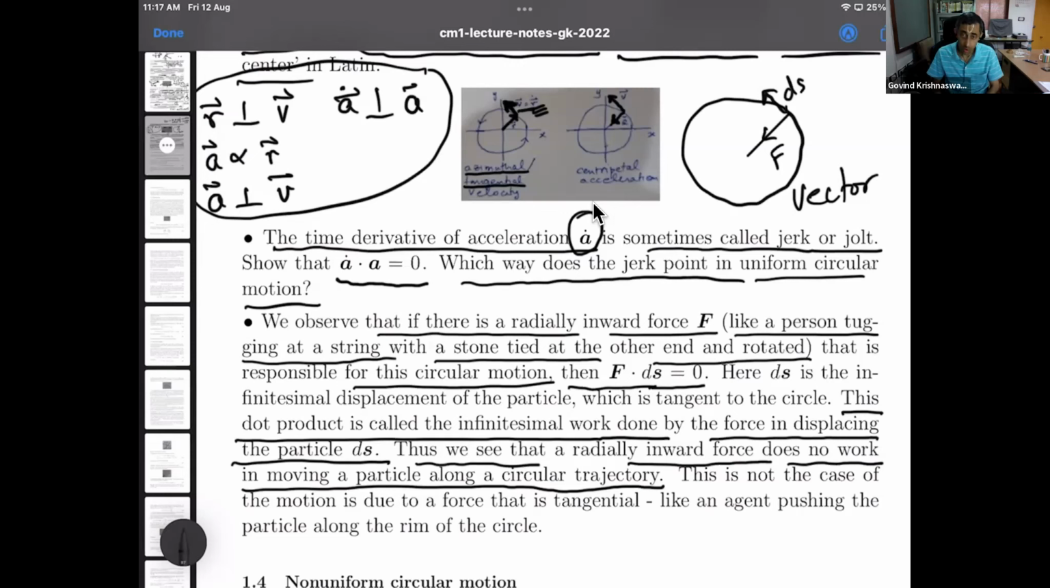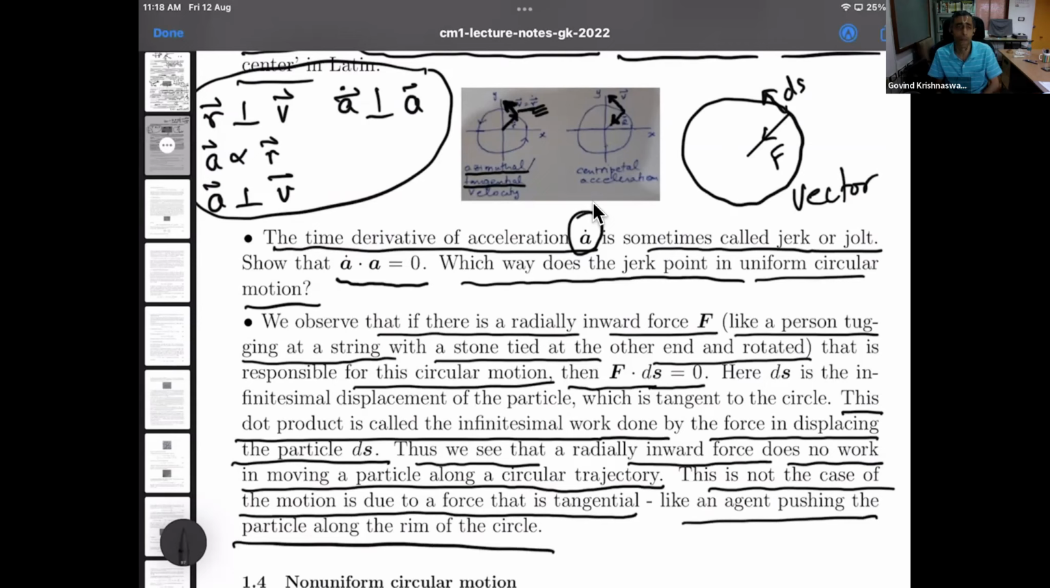Needless to say, this is not the case if the motion is due to a force that is tangential to the circle. Circular motion can arise in many ways. I explained one where a person is tugging at a rope, but it could be different. There is simply some racetrack that is circular and an agent is pushing the particle along the rim of the circle. In that case, the force is tangential to the circle and it actually does work.